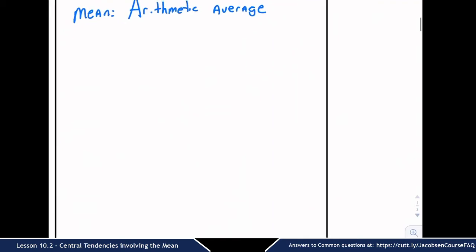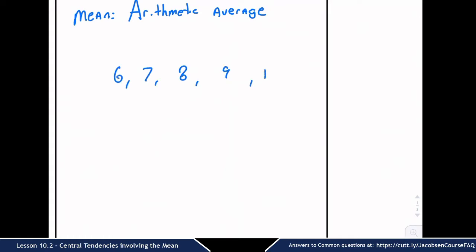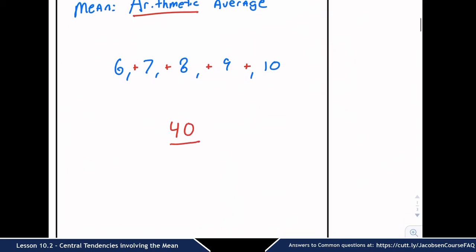In short, to find the mean of a set of data, for example, 6, 7, 8, 9, and 10, as I said, you need to apply the arithmetic by adding up each of those terms. So if we add 6 plus 7 plus 8 plus 9 plus 10, that gives us a grand total of 40. And then we need to divide that by the number of terms that we have. So since we have 5 terms, we need to divide this by 5, which gives us that our mean is going to be 8.